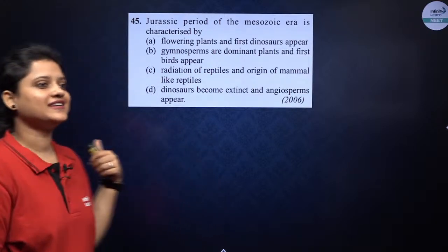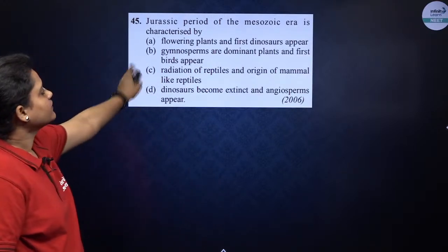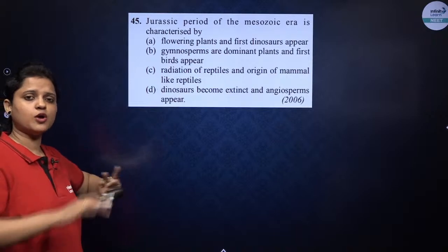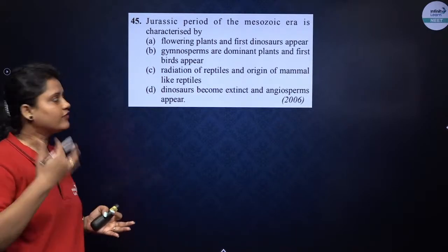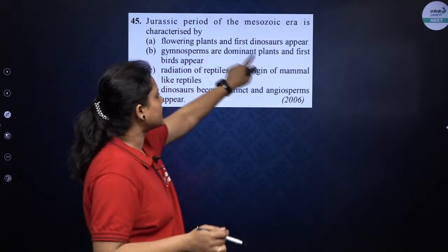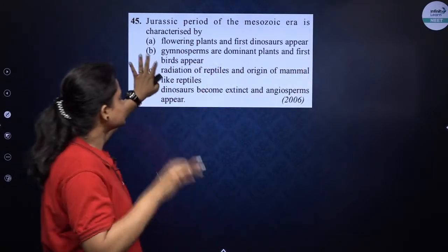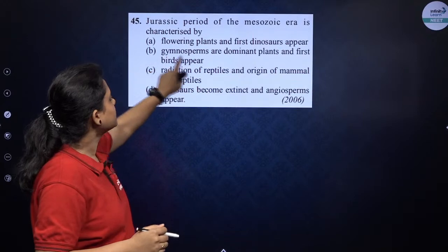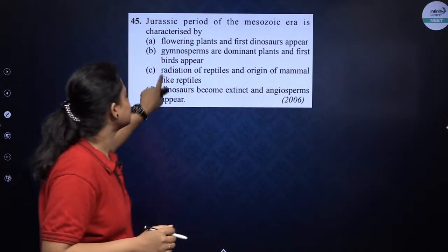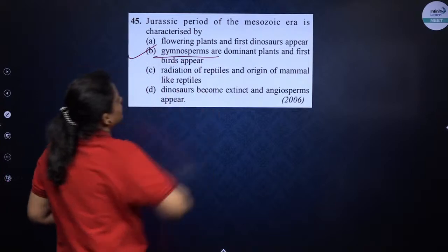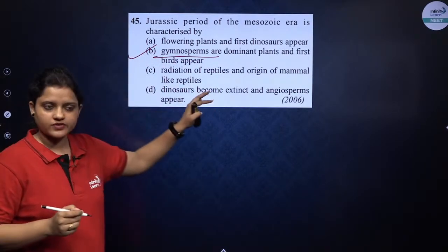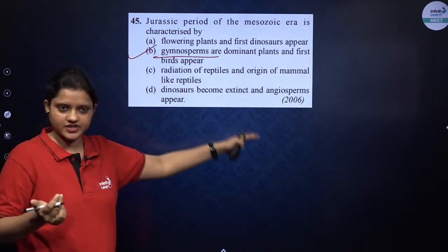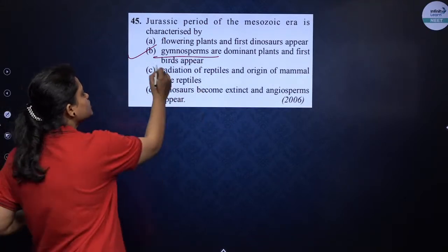Next question on your screen. Jurassic period of the Mesozoic era is characterized by. What happened in the Jurassic period? This period was dominated by dinosaurs. Yes, agree. But apart from this, flowering plants and first dinosaurs appear? No. This period was dominated by dinosaurs. Gymnosperms are dominant plants and first birds appear. This is correct. In the Jurassic period of the Mesozoic era, together with dinosaurs, gymnosperms also flourished and first birds also appeared.